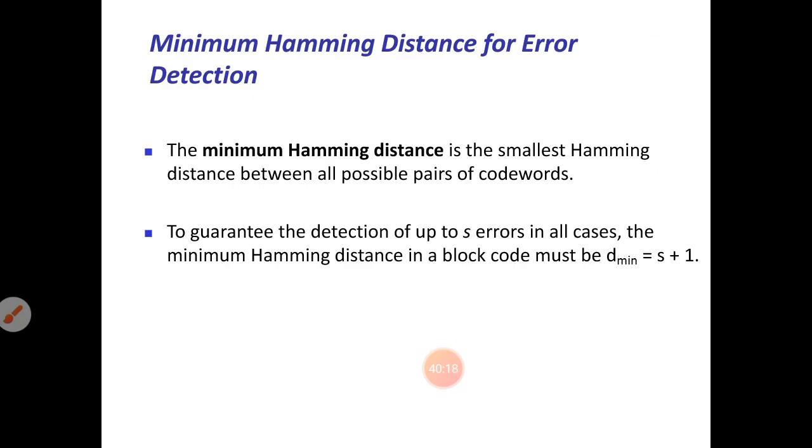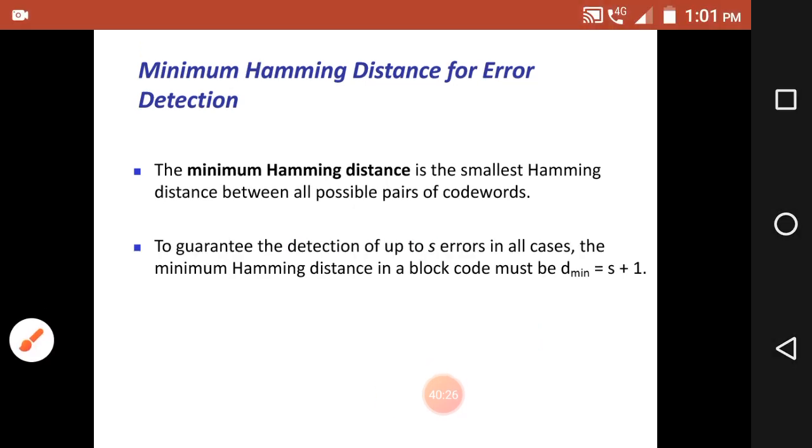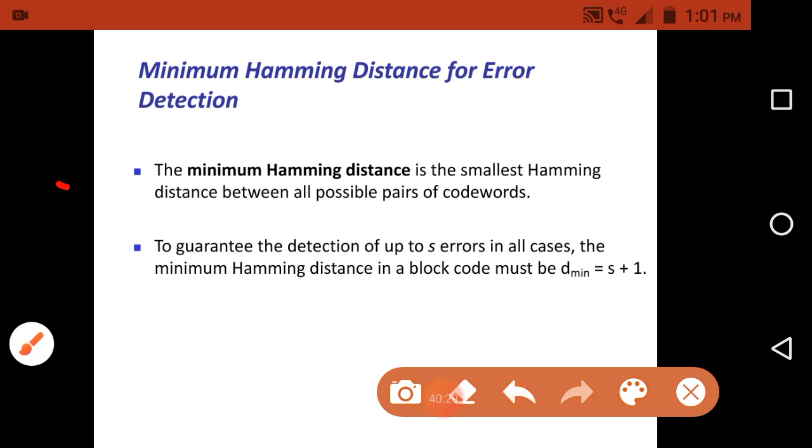Next we will discuss the minimum Hamming distance for error detection. The minimum Hamming distance is the smallest Hamming distance between all the possible pairs of code words. First you need to calculate the Hamming distance between all the possible pairs of codes, and among those you need to pick the smallest one. That is what we call the minimum Hamming distance.